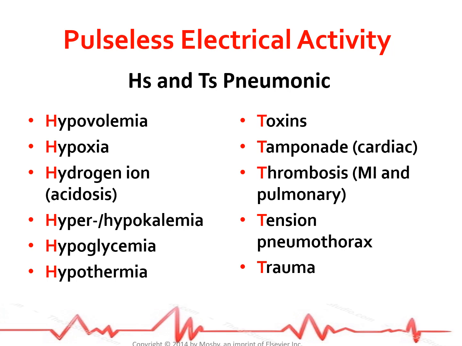There are several different reasons why this could happen to somebody. You don't need to memorize these. It's just a display. If you ever hear of the H's and T's, it's a mnemonic that really helps us determine why somebody would be in PEA. And if we could quickly come up with the reason and fix that, patients could have a good prognosis.